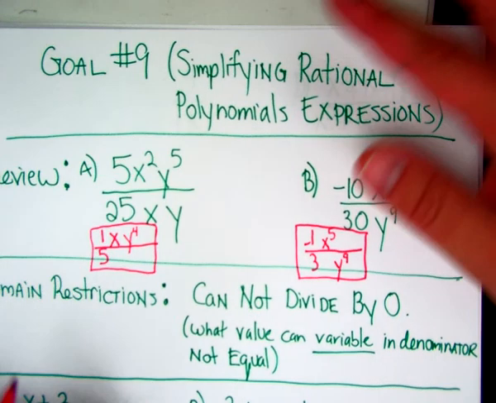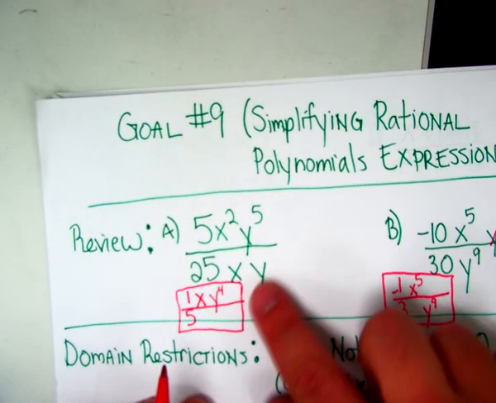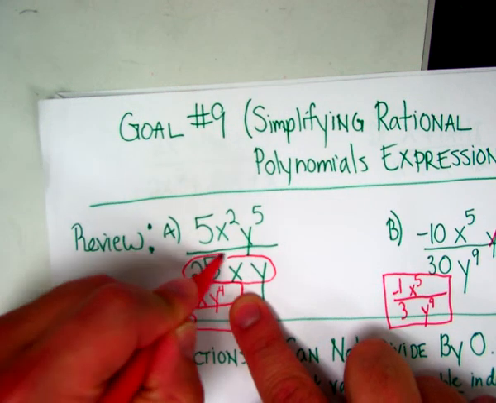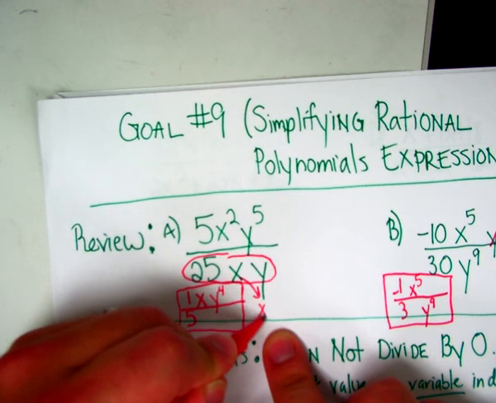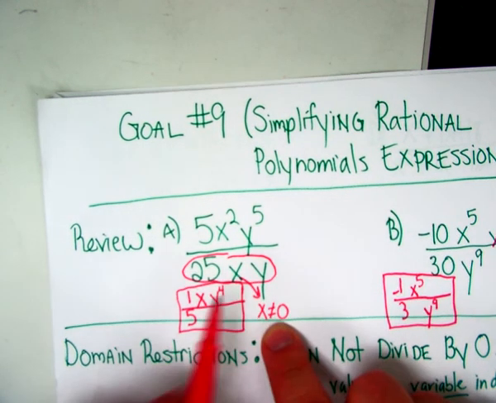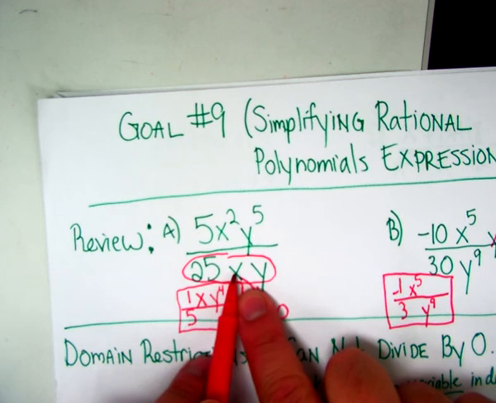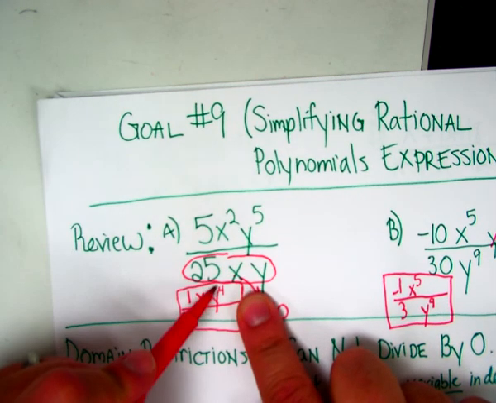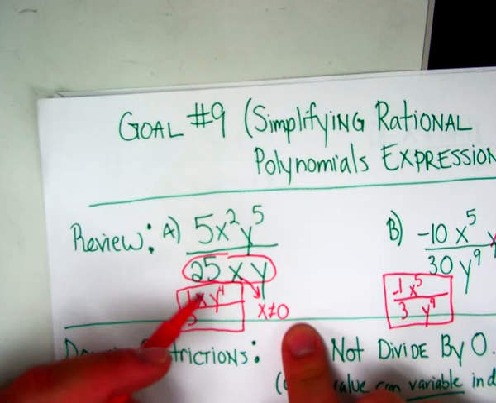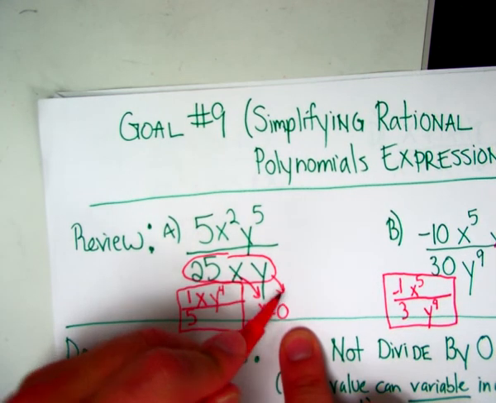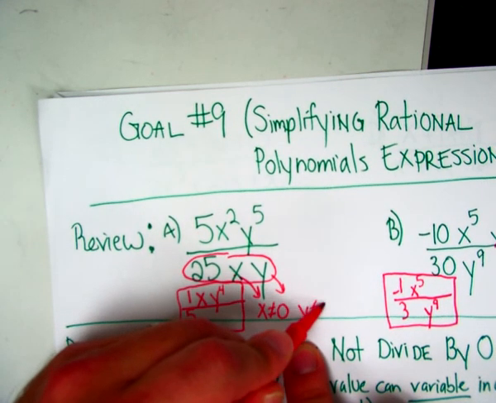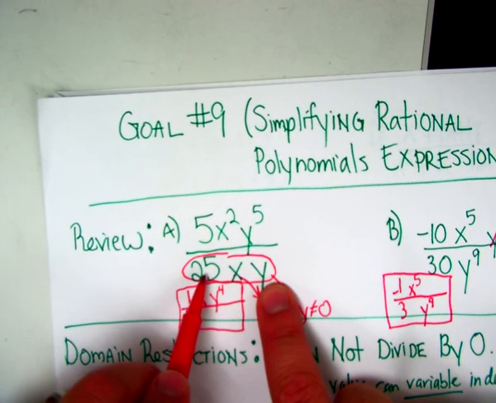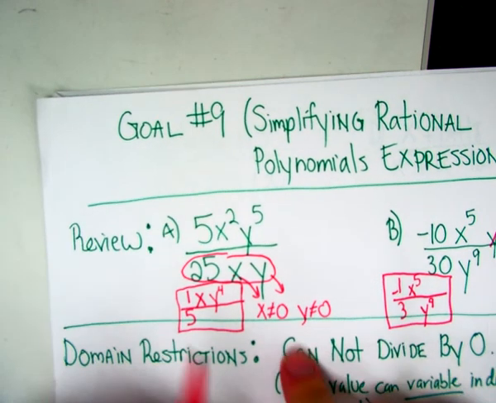So if we look at the original problems we just did, and again, we're only focusing on the denominator, this x right here cannot equal 0. Because if this was a 0, this would be 25 times 0 times y, and that would all equal 0. So this whole thing would be divided by 0, and we know we can't divide by 0. For this value, y cannot equal 0. Because if this was 0, this would be 0 times x and times 25, which would also be 0. So we can't divide by 0.